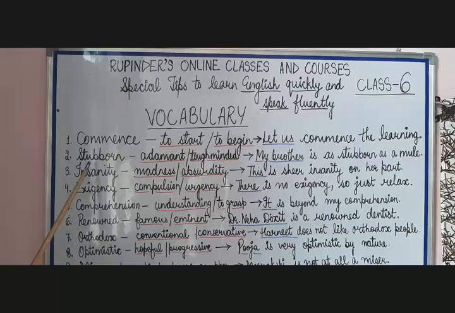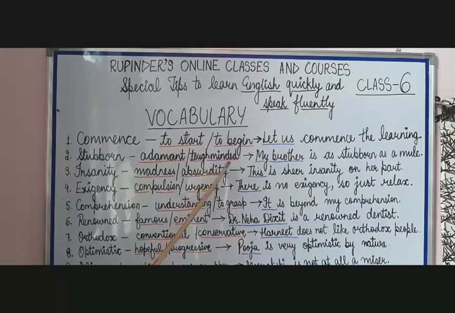Second word is stubborn. Stubborn, जिसका मतलब है जिद्दी, adamant. Or we can say tough-minded. So, in addition to the 10 words which you are going to learn, even the meanings, they too add to your vocabulary today. Adamant and tough-minded, stubborn को कहते हैं जिद्दी.